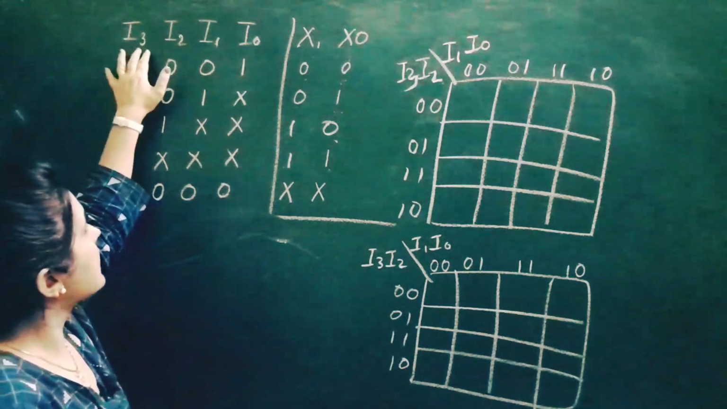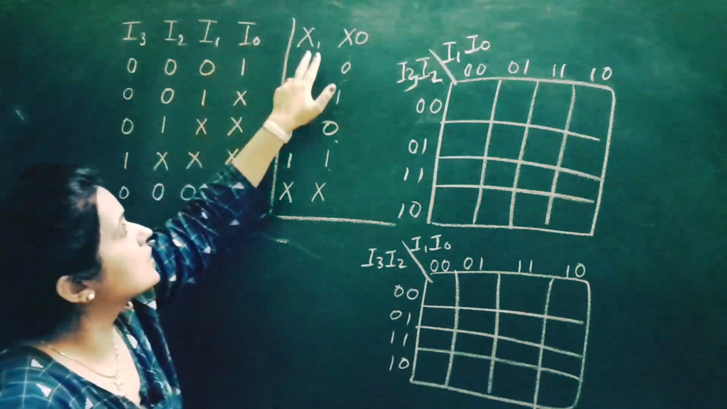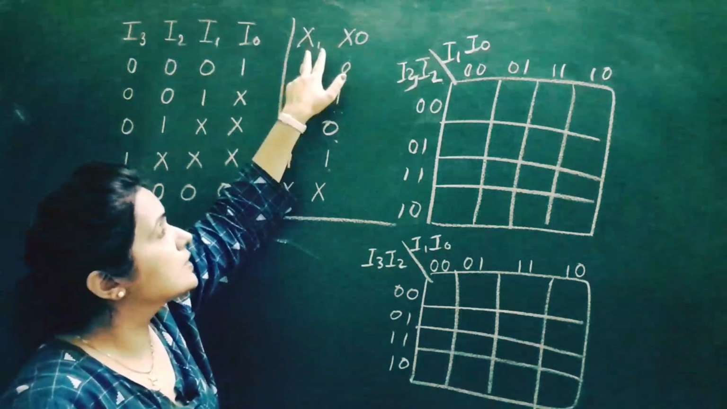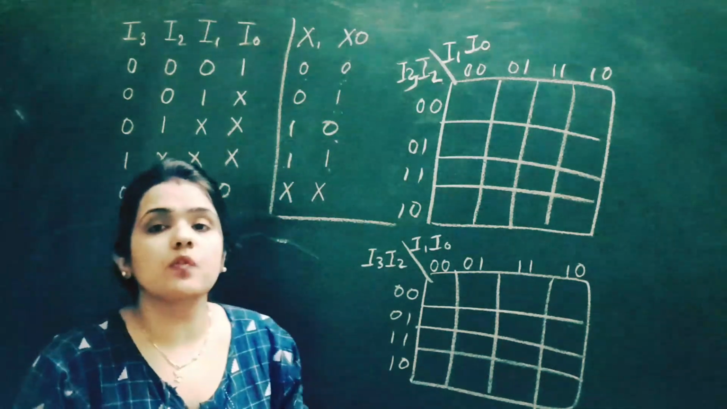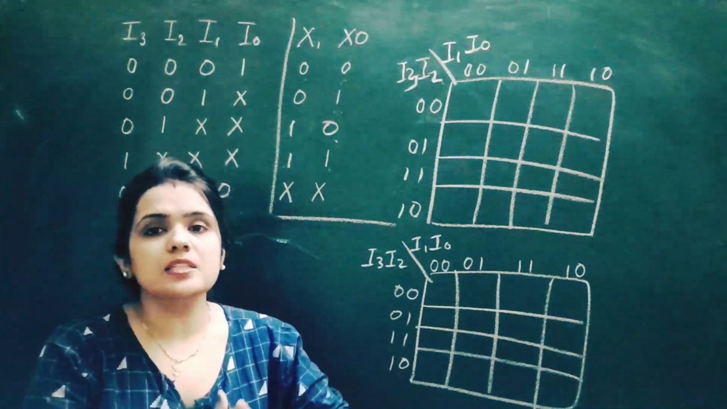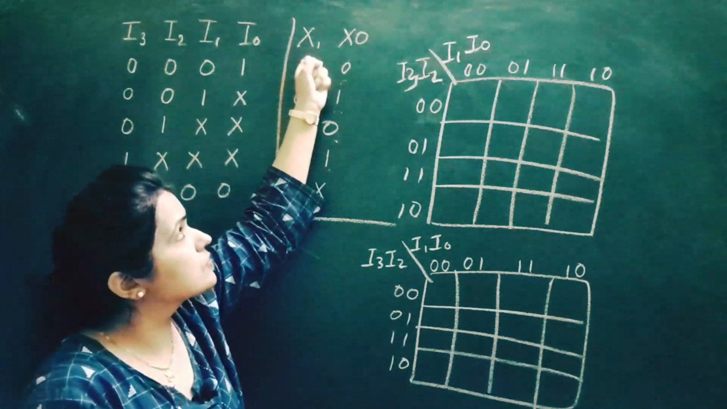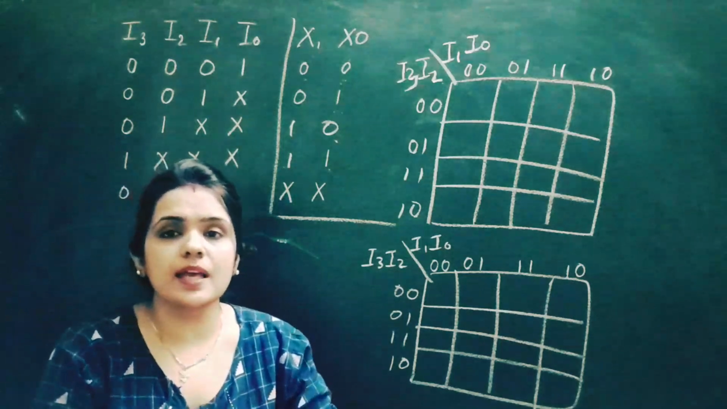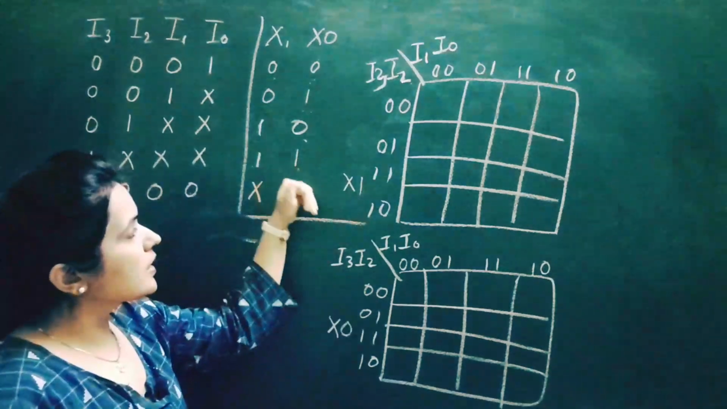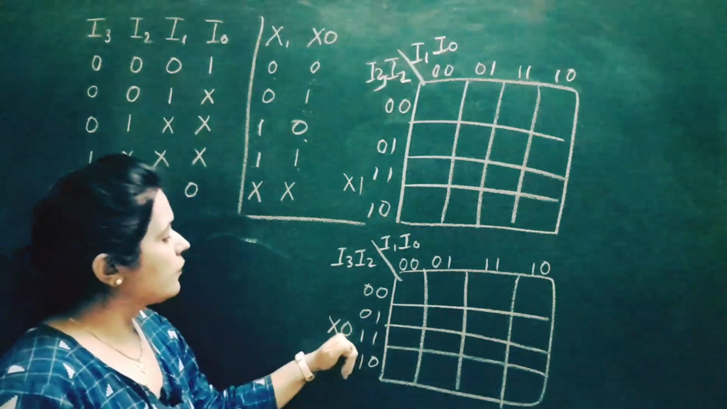These are 4 inputs, I3, I2, I1 and I0, and these are 2 output lines, X1 and X0. Now for drawing the circuit, we need an expression for these 2 outputs, X1 and X0, and for obtaining the expression we need K-maps. Now this is the K-map for X1 and this is the K-map for X0.